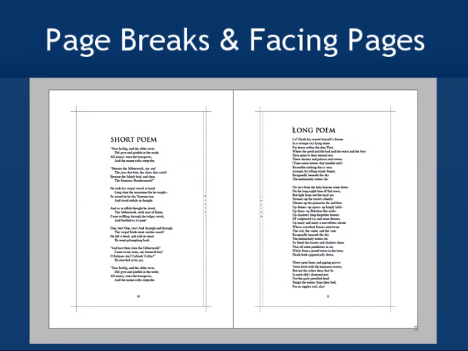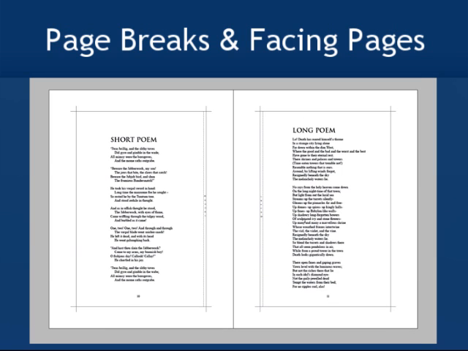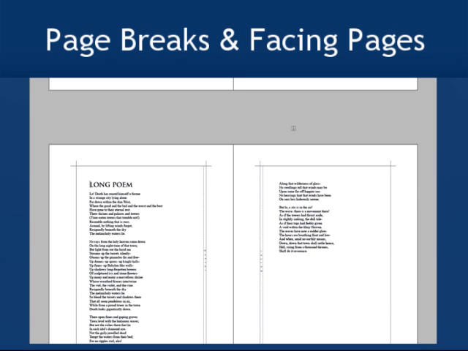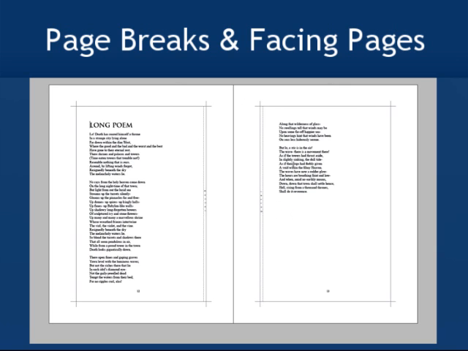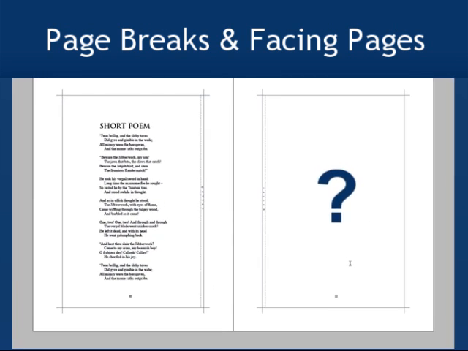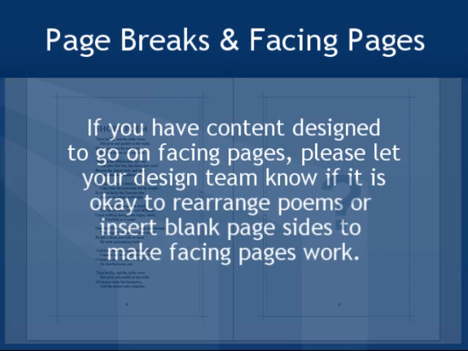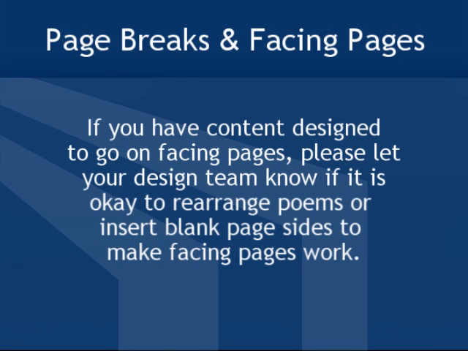For example, let's say in the middle of your manuscript you have a short poem followed by a long poem, and you would like the long poem to be split across facing pages. If the short poem falls on a left-facing page, the long poem will need to skip the right-hand page so it can appear together on facing pages. This leaves a hole on the previous right-hand page. If it is okay to rearrange the order of your poems, your design team can place another short poem on the blank page. Please be sure to write on your submission information form whether it is okay to rearrange poems or insert a blank page side to make facing pages work.